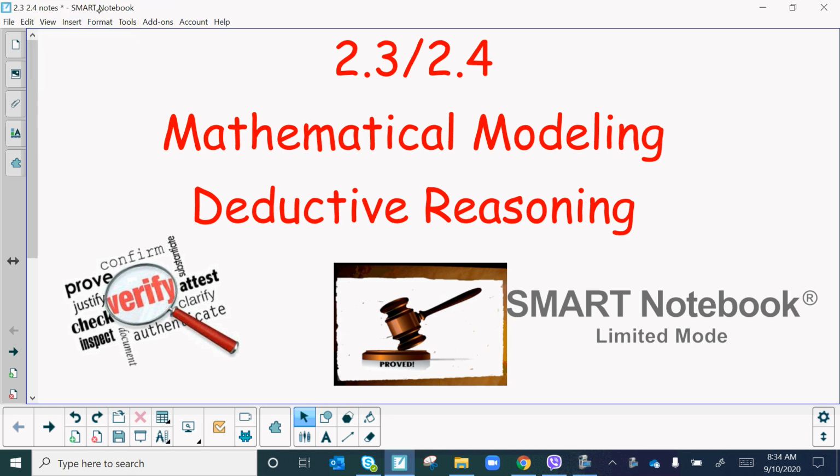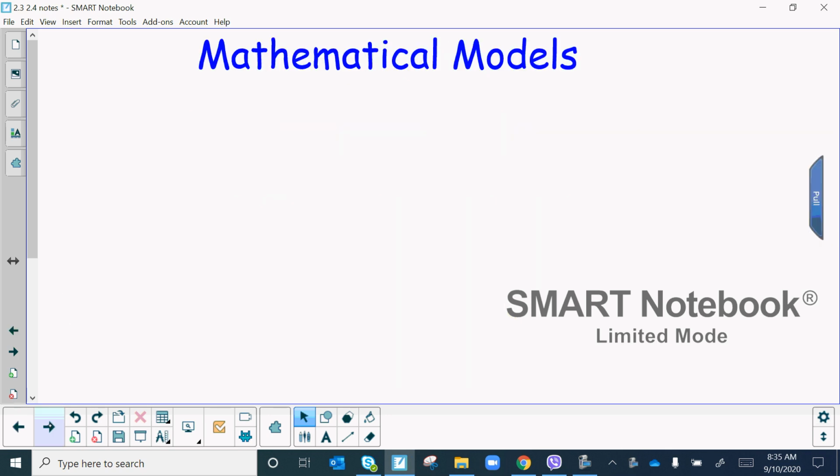All right, this is our next section for chapter 2. It's sections 2.3 and 2.4, mathematical modeling and deductive reasoning. So we did inductive reasoning last time, and so we're now going to do a new type of reasoning called deductive reasoning. So let's talk about mathematical models first.